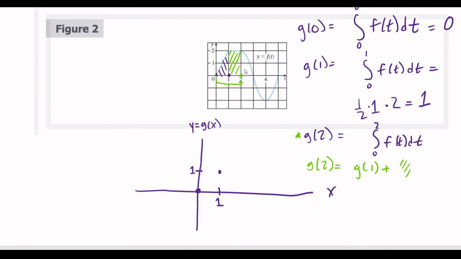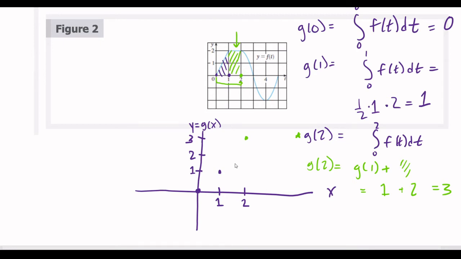This is kind of neat because you already know g of 1 is 1. So this area was 1, and all we have to do is figure out this area here. Well, this is a rectangle with base 1 and height 2, so this is area 2. So this is going to be 1 from g of 1 plus 2 from that green shaded region. Let's draw that on here. When I go to 2 now, I get 3. 1, 2, 3. We'll put that as our little green dot.